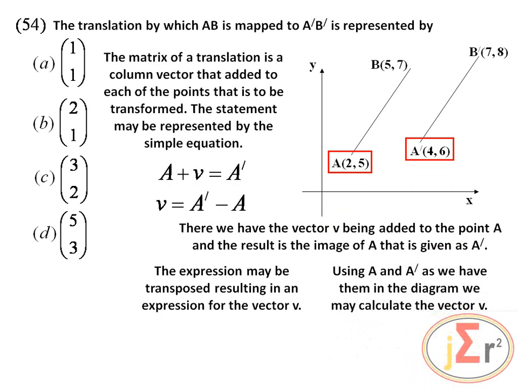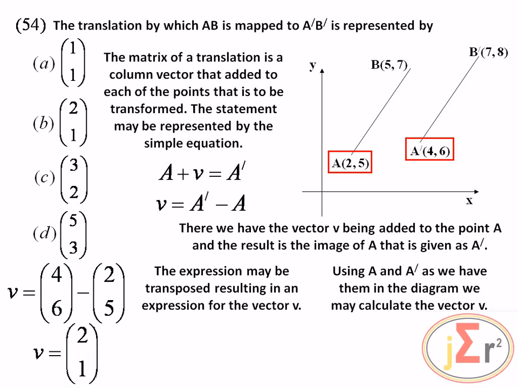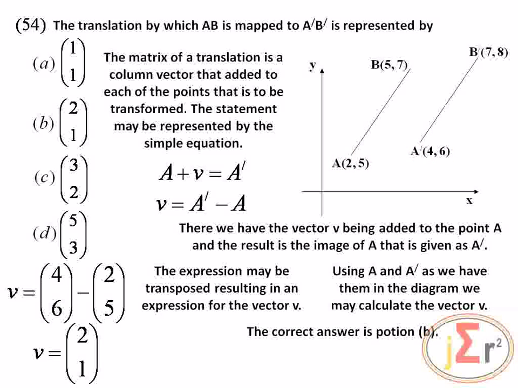So now that we have that, using A and A prime as we have them in the diagram, we may calculate the vector V. So (4, 6) minus (2, 5), the result is (2, 1). The correct answer is option B.